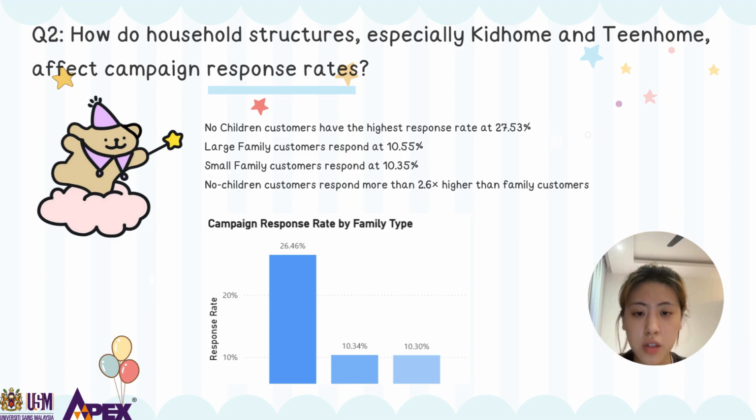From the chart, customers with no children have the highest response rate at 27.53%. In comparison, large family customers respond at 10.55%, and small family customers respond at 10.35%. This means no-children customers respond more than 2.6 times higher than family customers. So household structure clearly affects how likely customers are to respond to campaigns.